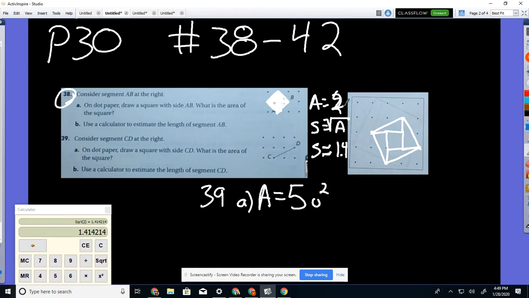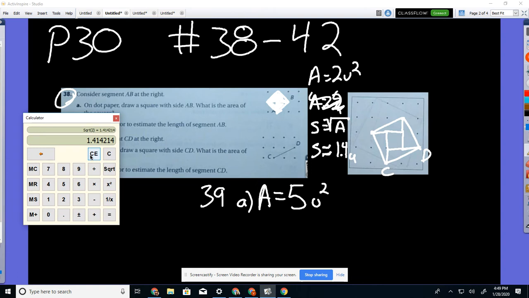We've got our units up here. Area equals 5 units squared. Then it says use a calculator to estimate the length of segment CD. So this is segment CD. It's a straight line. It starts at C, ends at D, therefore it's a segment. That includes those points. Anyway, we'll get to that. Use a calculator to estimate the length.